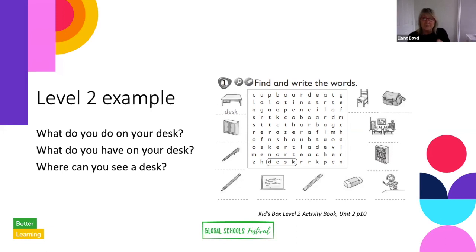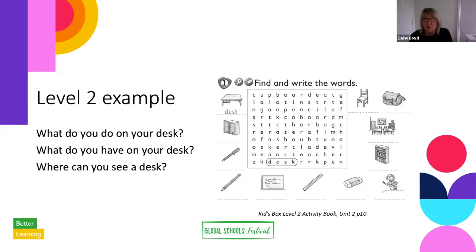So have they made progress, or do you need to repeat something? For example, we've got the word desk there. You might say to them, well, what do you do on your desk? Do you sit on your desk? Do you write on your desk? Do you eat on your desk? What do you do on your desk? Or you might ask them, what do you have on your desk? What kind of things can we find on your desk?